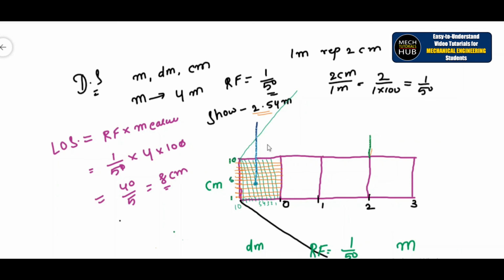Now if I join these two, this will read a distance of 2.54 meters, meaning 2 meters, 0.5 decimeters and 0.04 centimeters. This is how you can do it.